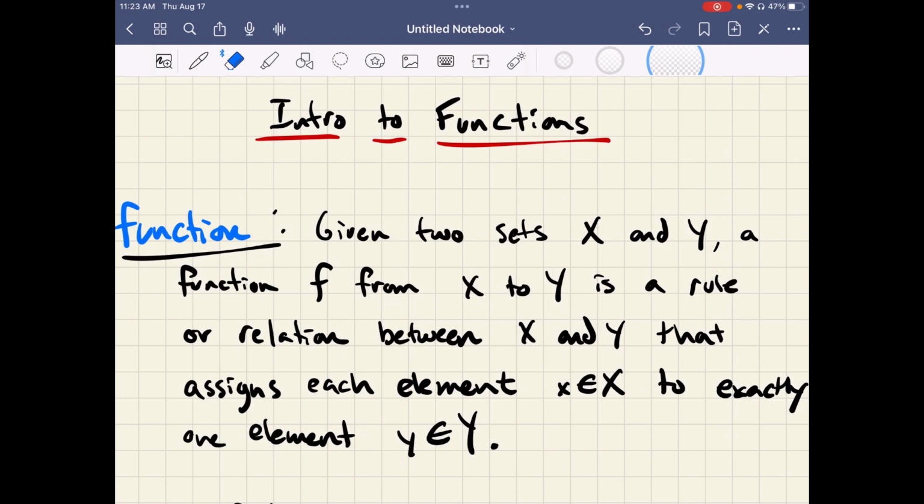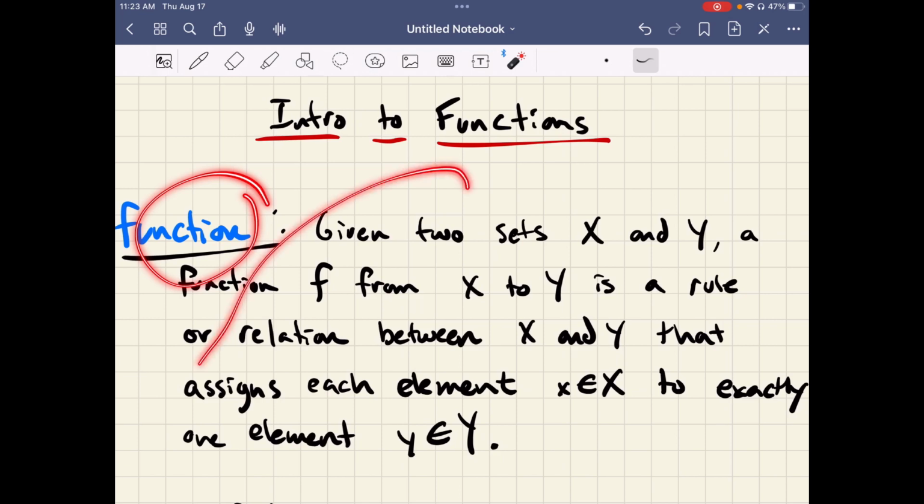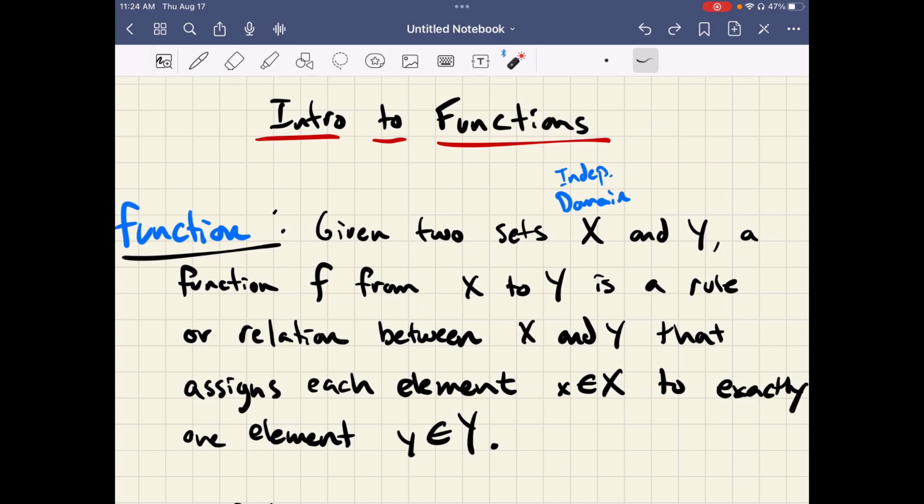In this video, we're going to have an intro to functions. So here we have the function, and this whole thing right here is the definition of it. We're going to have two sets of numbers, x and y. x is also commonly referred to as the independent variable or the domain, and y would be the dependent variable or the range. Those are different ways to think about it. But what we have is two sets of numbers.